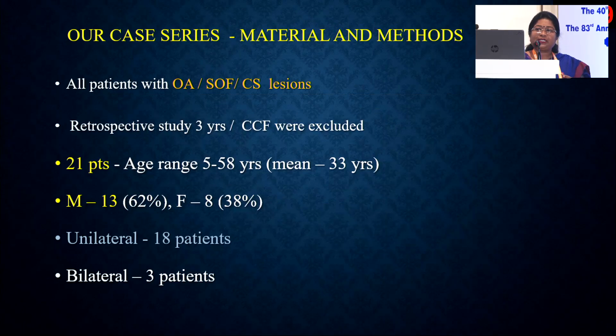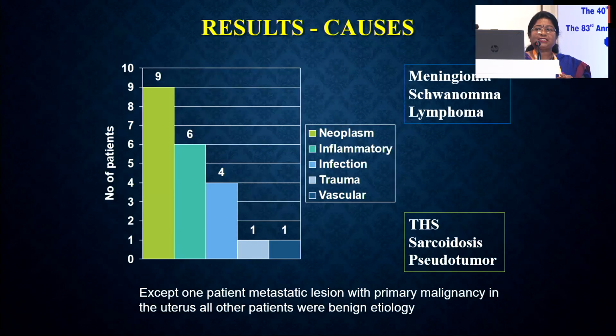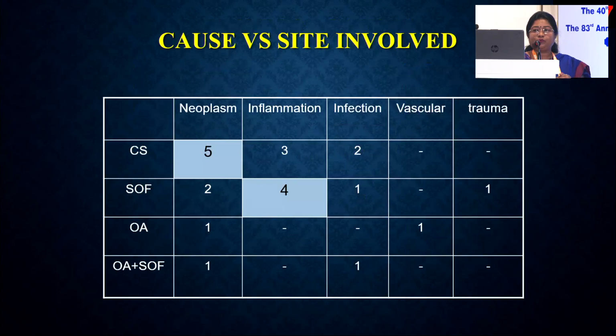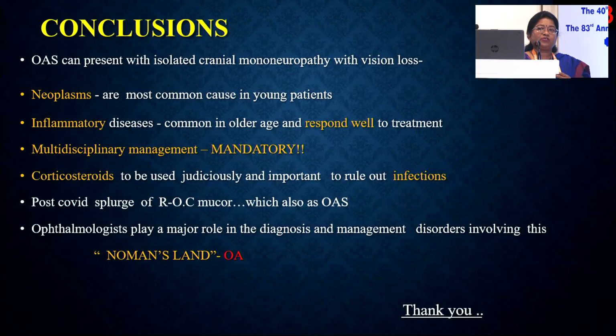We also did a short case series of our group of patients, where we found that most of them were unilateral, with inflammatory conditions and infective causes, followed by metastasis and tumor. And yes, neoplasm was also high in younger individuals, and cavernous sinus lesions were mostly neoplasms, and superior orbital fissure lesions invariably were inflammatory. Younger individuals had neoplasm, and middle to older age group individuals had more inflammatory etiologies.